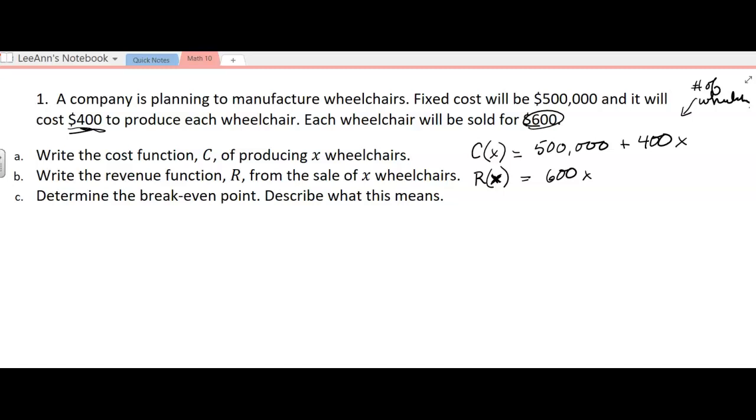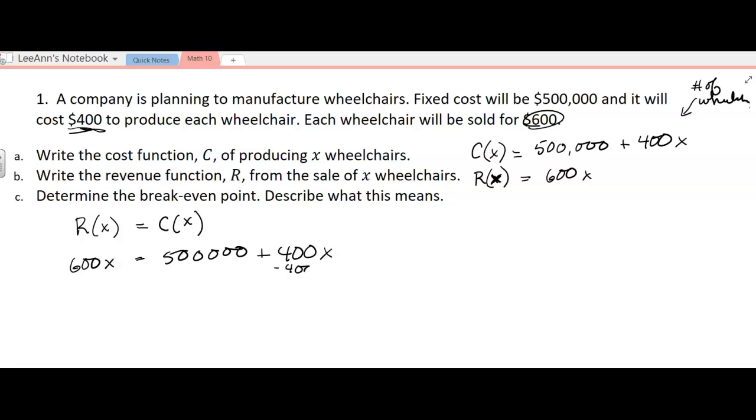Okay, part C. Determine the break-even point. Describe what this means. So the break-even point is when R of X equals C of X. It's when the revenue equals the cost. When those are equal, then you're not making money, but you're not losing money. You're breaking even. It's called the break-even point. So we want 600X to equal 500,000 plus 400X.